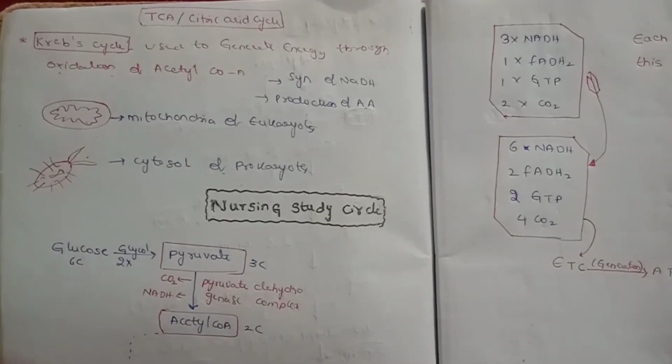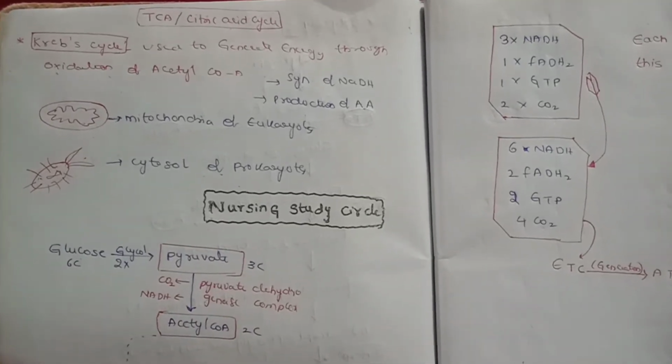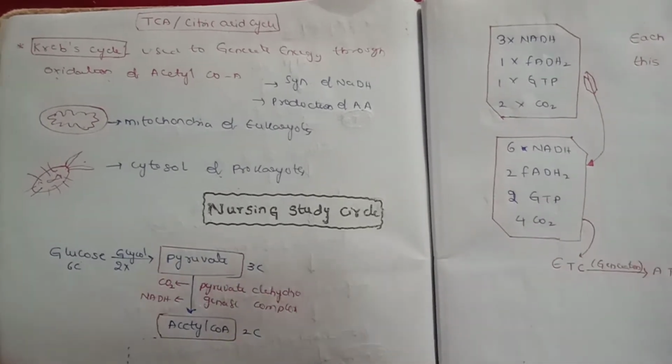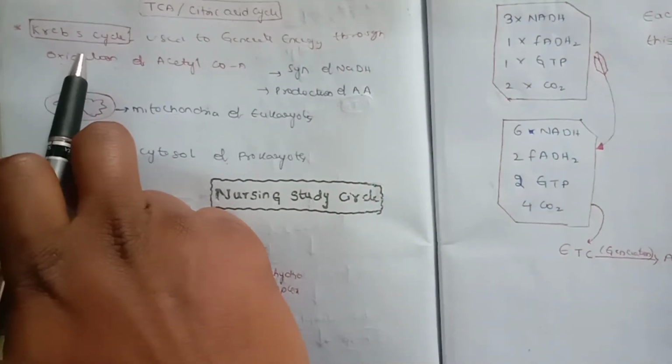Today we will discuss the tricarboxylic acid cycle, or citric acid cycle, or Krebs cycle, and the results we are seeing. Let's go to the study circuit.